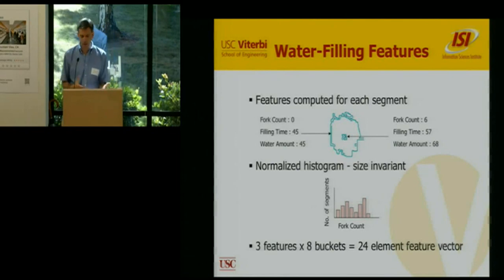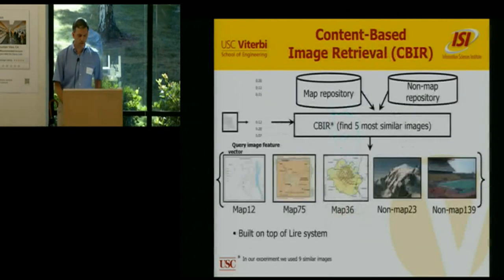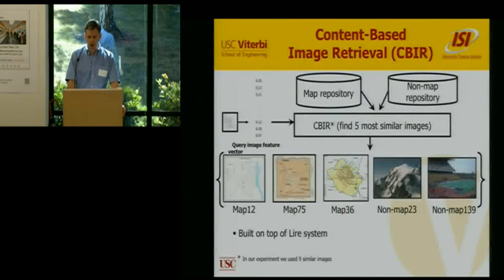So what we end up with is a feature vector that consists of these three features, a normalized histogram of the different sizes of these features. And so we can essentially feed this into this technique I mentioned, content-based image retrieval, where the idea is we take our map repository and our non-map repository shown at the top.